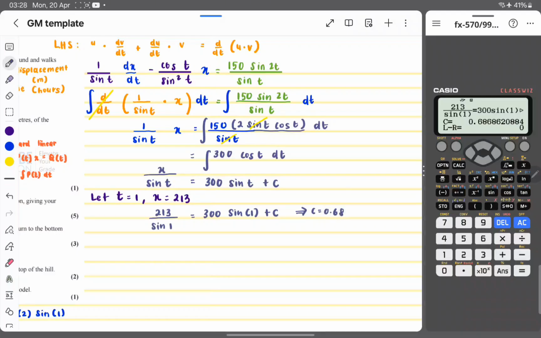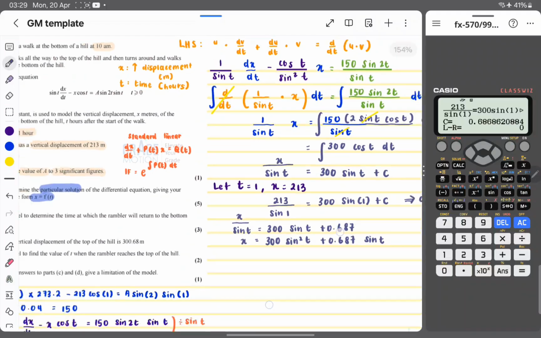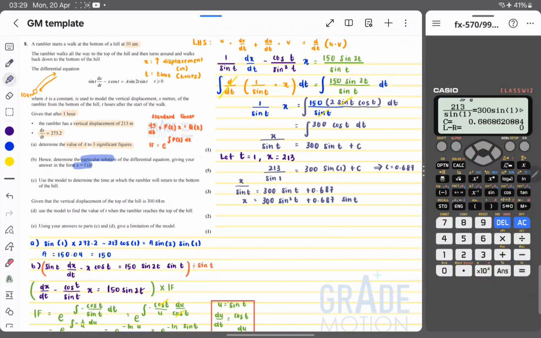0.687 to 3 significant figures. So x over sine t is equal to 300 sine t plus 0.687. I would like to multiply everything by sine t because we want to leave our answer with x as the subject of the formula. So we'll get 300 sine squared t plus 0.687 sine t. Done with part B. Moving on to part C.